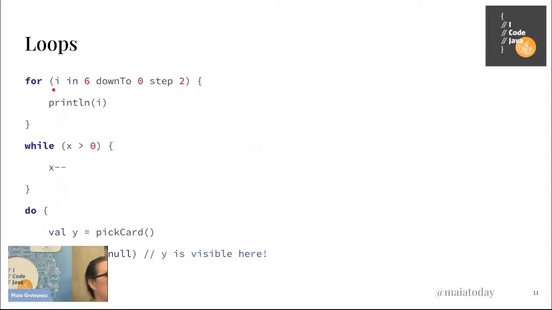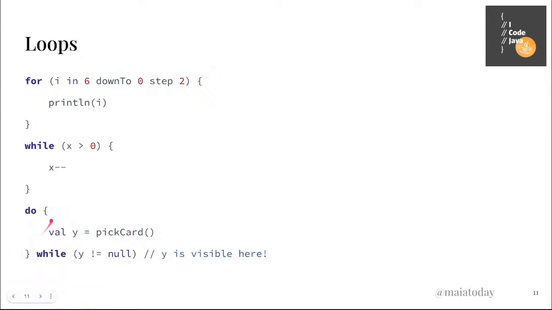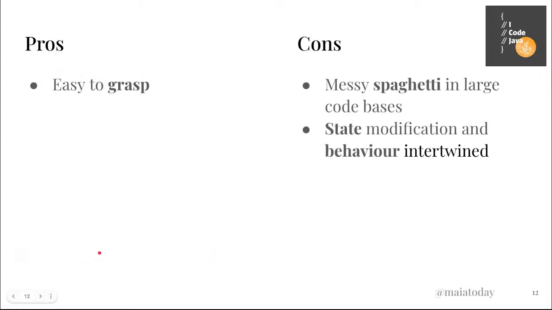And then, of course, there are loops. We all love loops, for loops with all sorts of ways of going up and down them, a while loop, and there's a do while. The interesting thing about the do while is that this while variable that you see over here, it's actually scoped so that you can access it inside the do. So you define it over there and then you access it in the while. So pros and cons of imperative languages. Imperative languages somehow are easy to grasp for me.